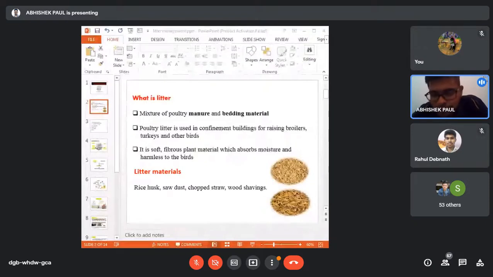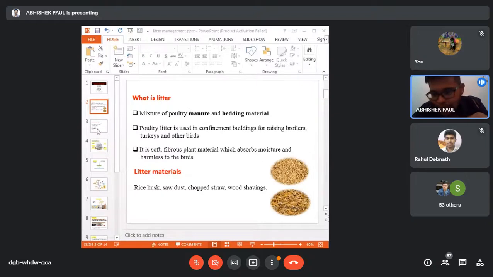Okay, so let me continue with this topic. Let us know what litter is. Litter is a mixture of poultry manure with the bedding material. When it is mixed with the manure, then it is called litter material. Examples of materials like rice husk, sawdust, chopped straw, and wood shaving you can utilize for bedding purposes. When it is mixed with the manure after a few days, then you can consider it a litter material. That is the definition of litter, so don't get confused.